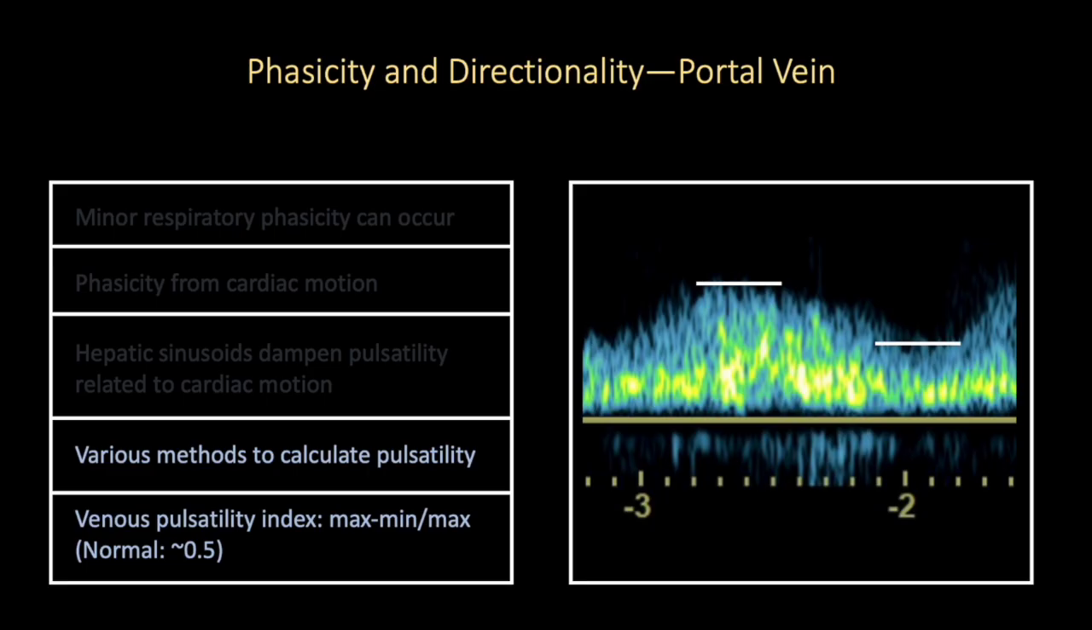Now, how do you measure the phasicity? Well, there are various methods to do so. One of them is called the venous pulsatility index, which I kind of like because it's similar to our resistive index, where you take the peak, you subtract the min, and then you divide it by the peak. So it's the max minus the min divided by the max. And normally what you should see is a pulsatility index of about 0.5. Normally you expect there to be about half the height during the minimum portion of the cycle.